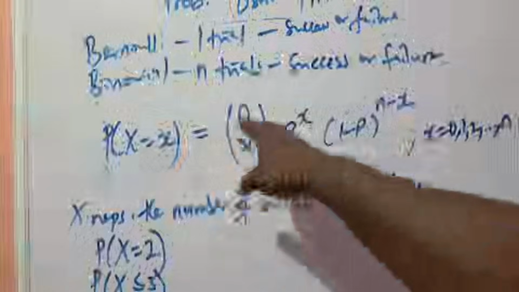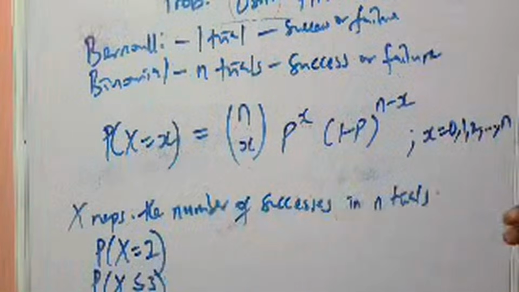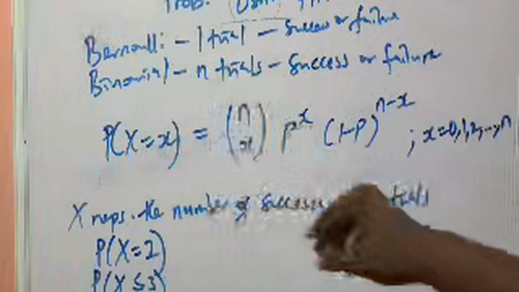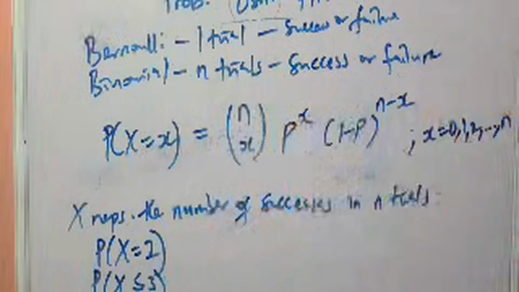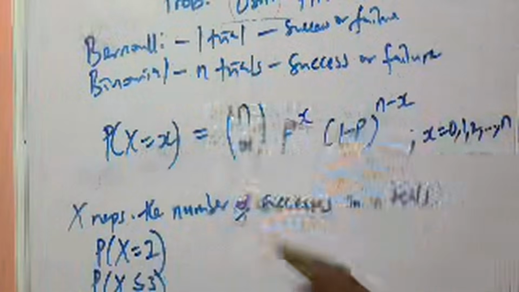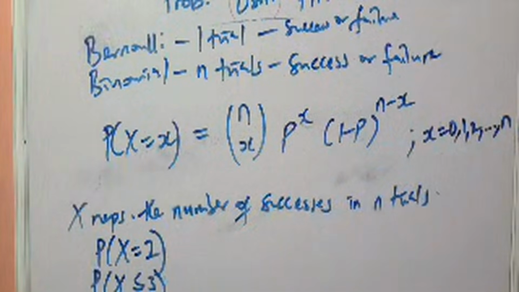And what you have here is n combination x, because we have more than one trial. So this is what ensures that we take into consideration all the number of trials, n combination x. So that's very simple.